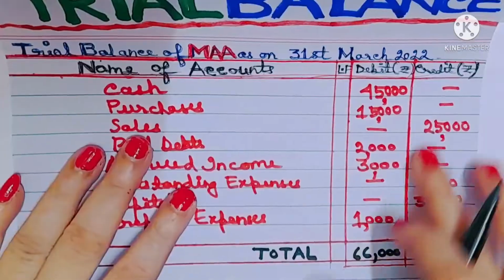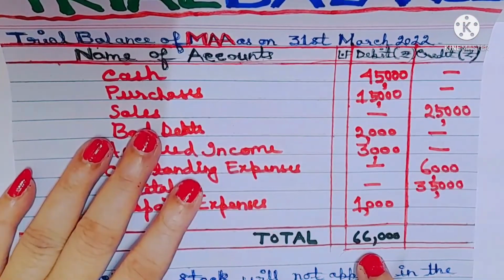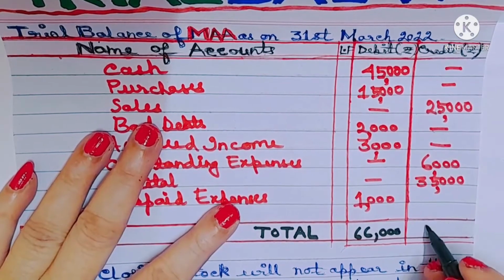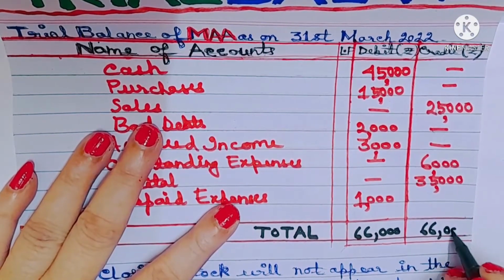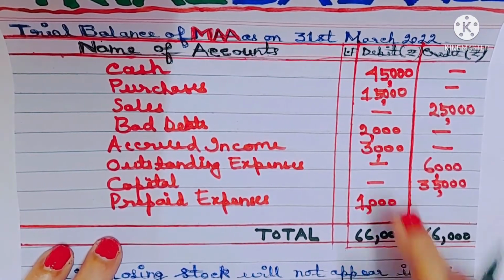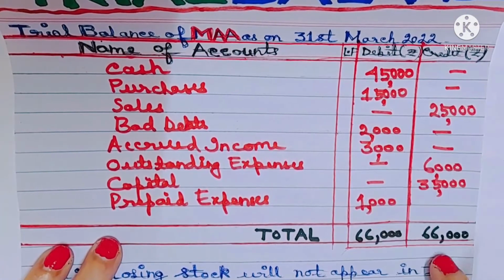The total of debit column is 66,000 and the total of credit column is 66,000 as well. So the trial balance did tally because the total of debit column is equal to the total of credit column.